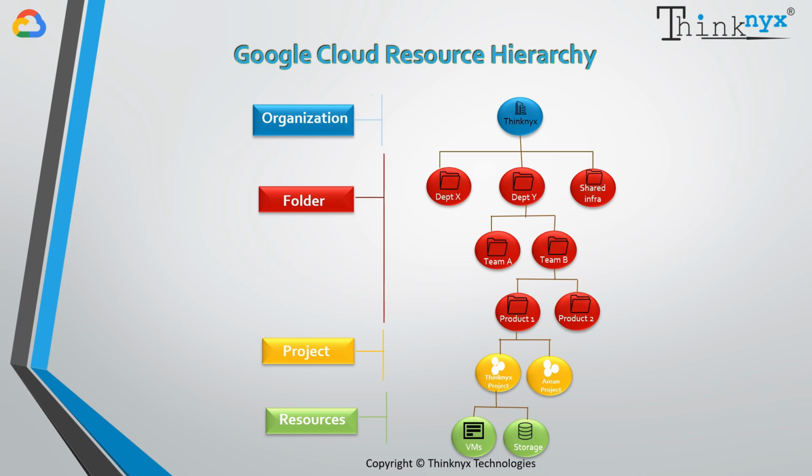A project is a fundamental unit in Google Cloud and represents an isolated environment where entities and services are provisioned and managed. There might be multiple projects under organizations and folders. A project is always needed in order to use Google Cloud, forming the basis for enabling and using all Google Cloud services, managing APIs, enabling billing, adding and removing collaborators, and managing permissions. Here, Product 1 has two projects, Thinknyx and Aman.